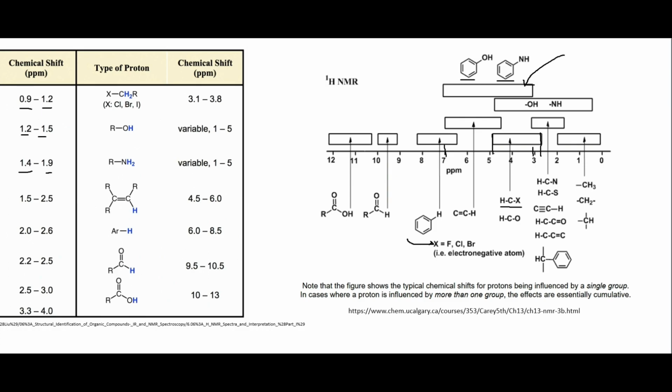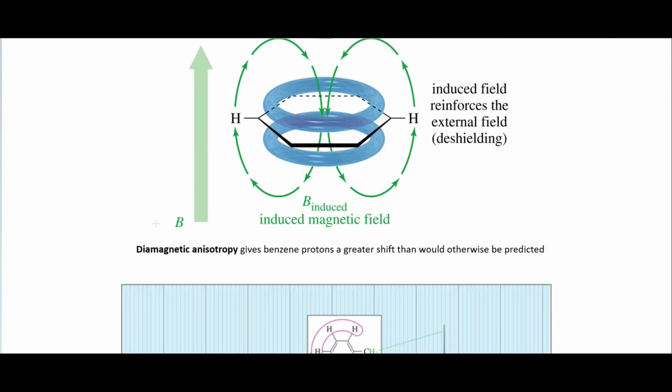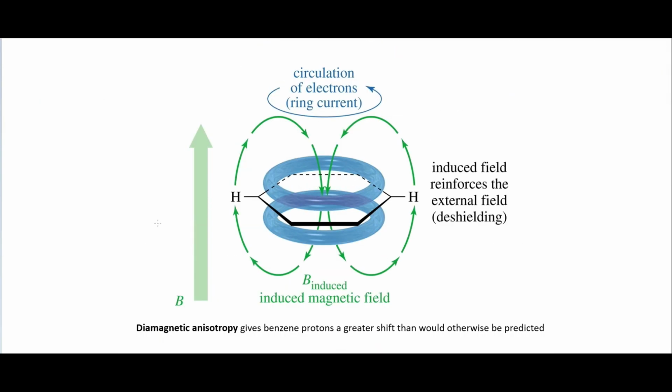And so if we go down here, we can see that some of these groups will actually have some interesting effects. For instance, if we have an aromatic ring like this, the electrons in that pi system can actually go around and around, so we can get a current going on inside of here. This will induce a magnetic field which goes out to right around where the hydrogens are.